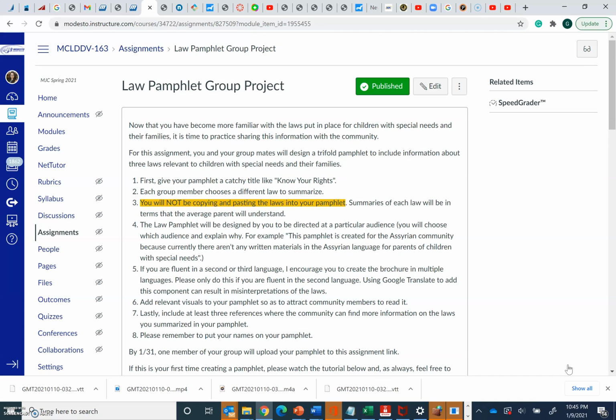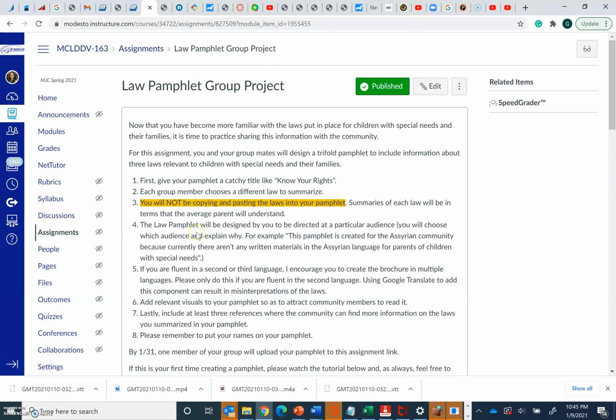So you're going to be learning about a lot of different laws this week, and what I want you to do is practice sharing this information with families. And families might not have all the professional jargon or words that you have and that you just learned. So I want you to really create this pamphlet using user-friendly language. So here are some steps that I'd like you to take in making this pamphlet. First, give your pamphlet a catchy title like Know Your Rights.